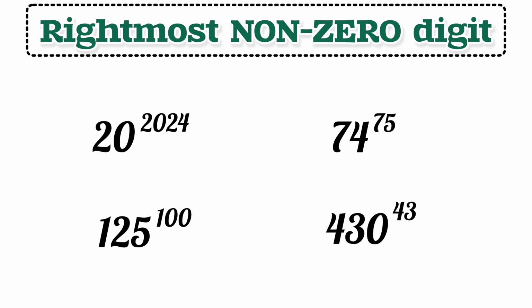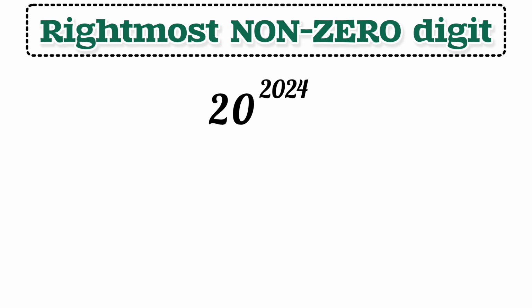Let's solve 4 questions on how to find rightmost non-zero digit of any large power in just a few seconds. First, 20 raised to the power 2024. Whenever you have 0 at the end of the base, ignore it. Only focus on the rightmost non-zero digit of the base. In this case, it's 2. So now you need to find the last digit of 2 raised to the power 2024.